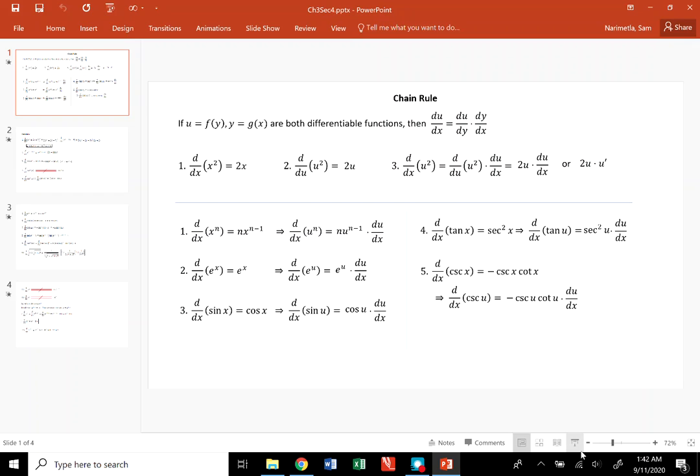Section 3.4, chain rule. Simply put, quite possibly the most important section in this entire course, Calculus 1. By the time you finish Calculus 1, you must have mastered chain rule. The reason is, everywhere this will start to show up.